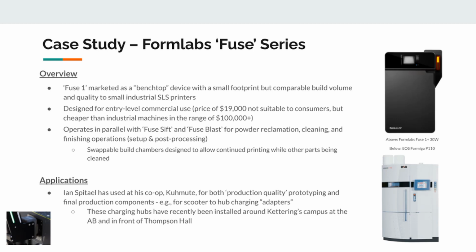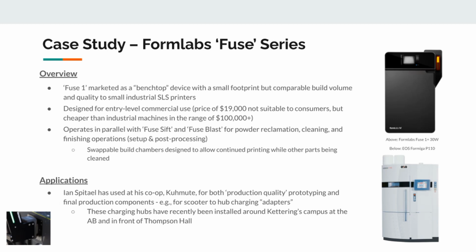Both models, which are made distinct by the power of their sintering laser, are marketed as benchtop devices comparable in size to a 50-gallon trash bin, which makes them much smaller and easier to install than room-height SLS devices like the EOS Formiga, pictured on the bottom right. In concert with this reduced size, the Fuse is priced at around $19,000, or $22,000 for the Fuse 1 Plus 30 watt, which, while still substantially more than a consumer-grade FDM printer, is comparatively low against the $100,000 plus price of larger industrial SLS devices.